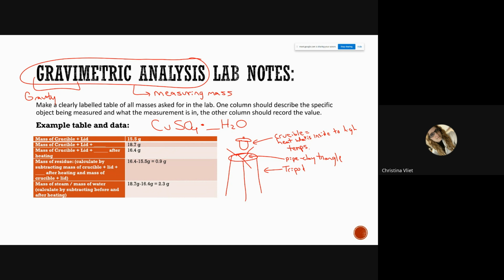When you're ready to practice with your Bunsen burner, let me know when you're ready to get lit. It should only be once the crucible is on your pipe clay triangle with the proper amount of solid inside, and you recorded this in your data table.